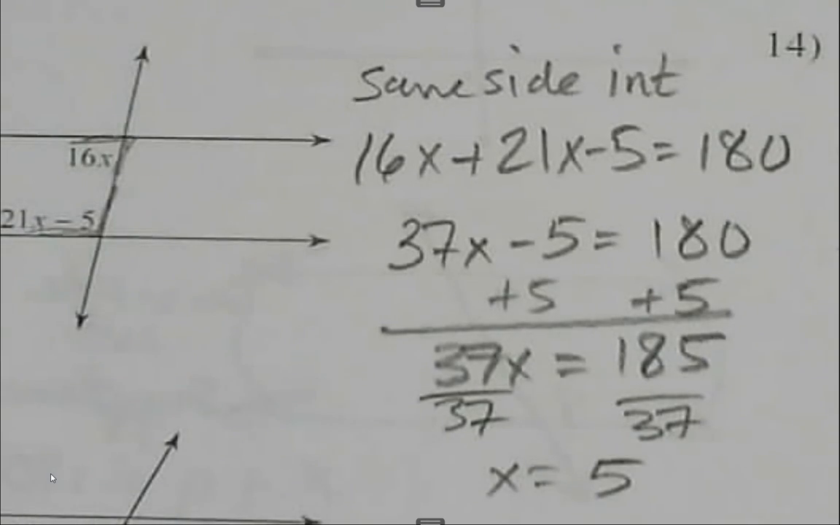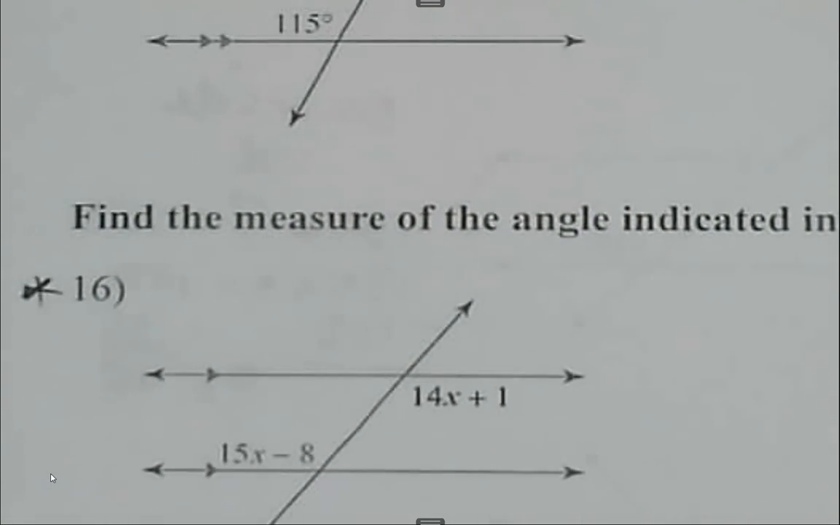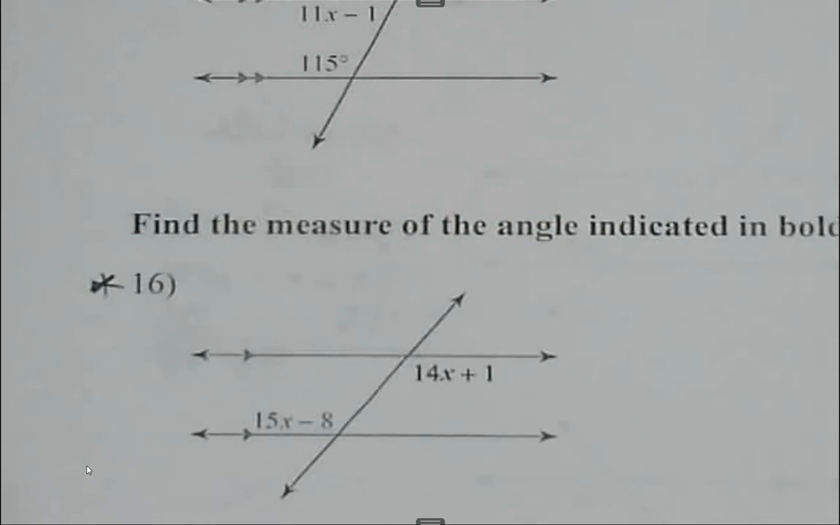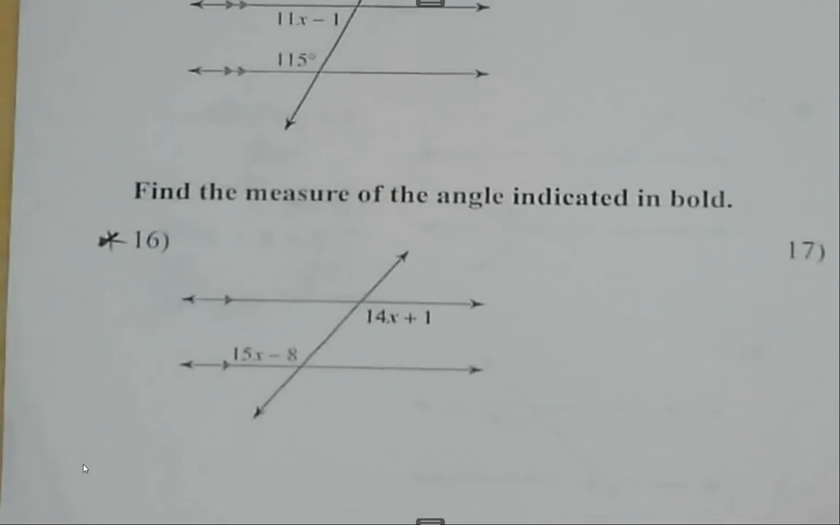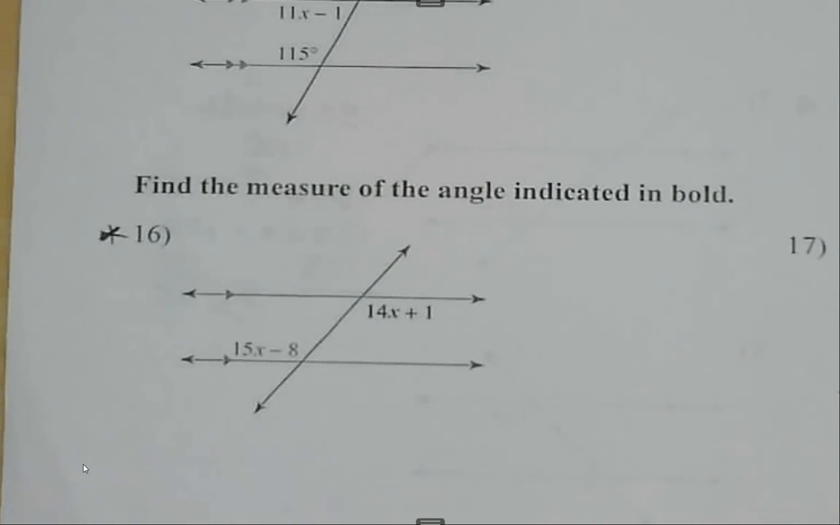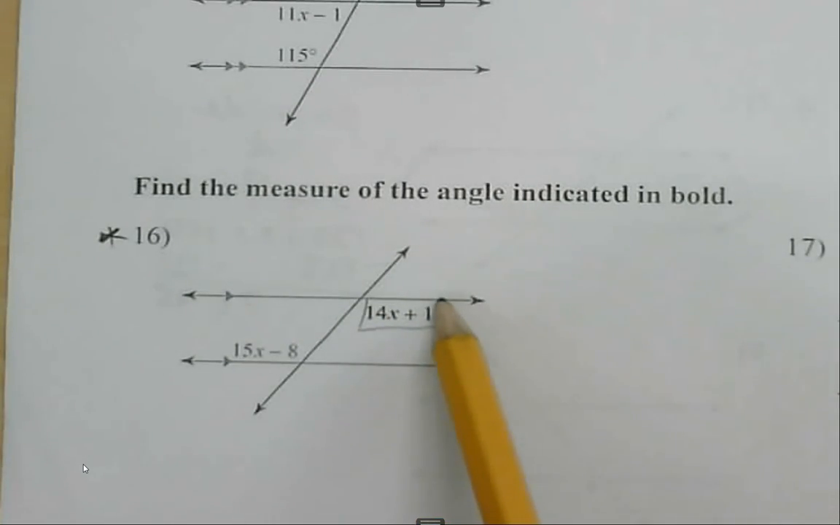Now let's look at number 16. This will be the last one we look at today. Number 16. Zoom back out just a little. Number 16, it says find the measure of the angle indicated in bold. Now on your work, I actually went ahead and highlighted the word bold as well as the ones that are bold because they were a little bit hard to see. So this is the actual angle that we're looking for.